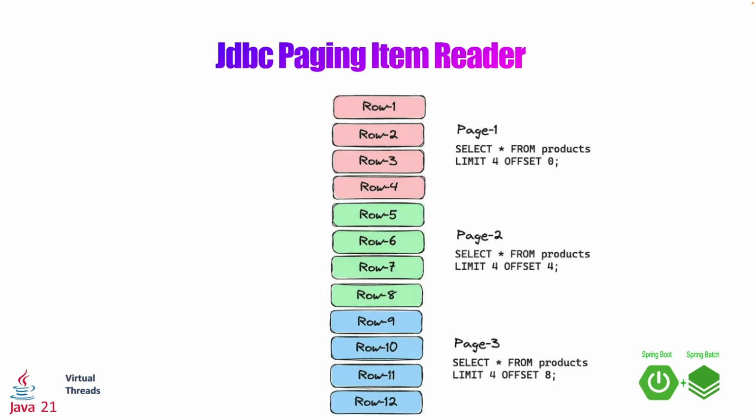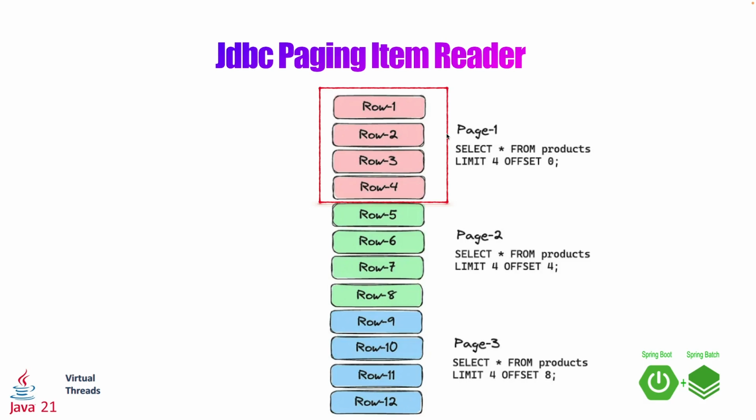So for now, let's talk a bit about the JDBC paging item reader. With JDBC paging, instead of loading the entire data set into memory, it uses a technique that divides the data set into smaller chunks, which we call pages. Let's suppose that we have here our select. Instead of loading the entire data set in memory, we are going to divide it into small chunks, small pages. That's why we call it the JDBC paging item reader.